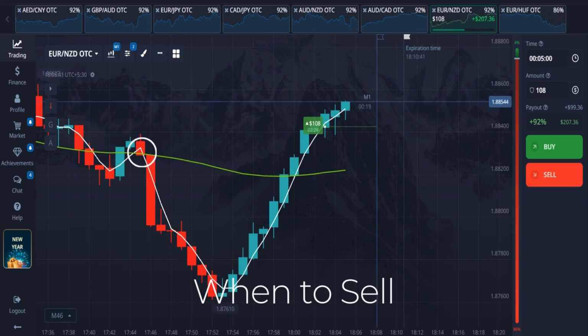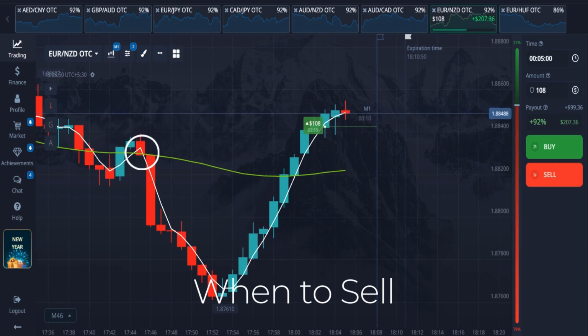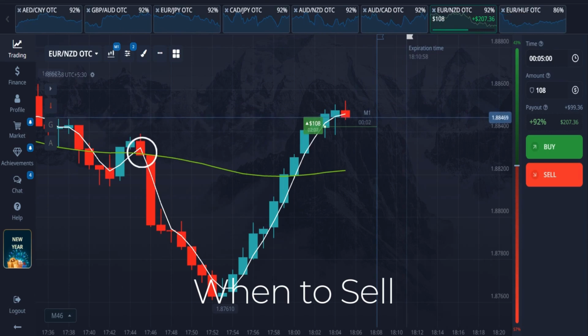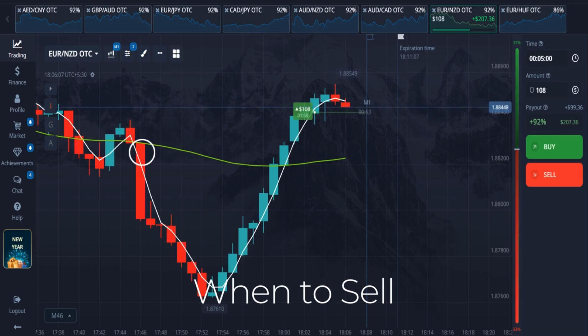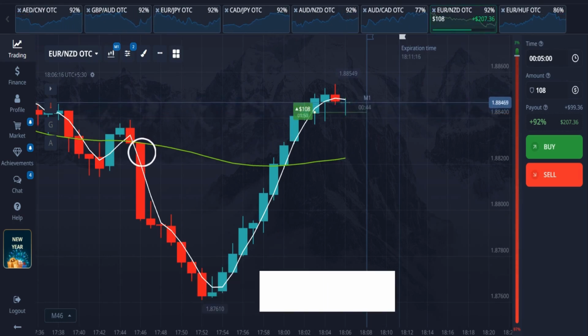When to sell: check if the price is below the red SMA line. Wait for the red SMA line to cross above the white SMA line and move downward. Look for confirmation of a bearish candle. Once the bearish candle confirms, place a sell trade with a 5-minute expiry on the next candle.